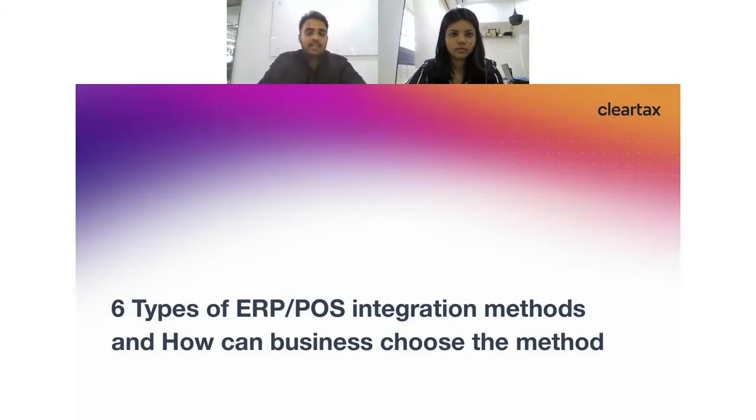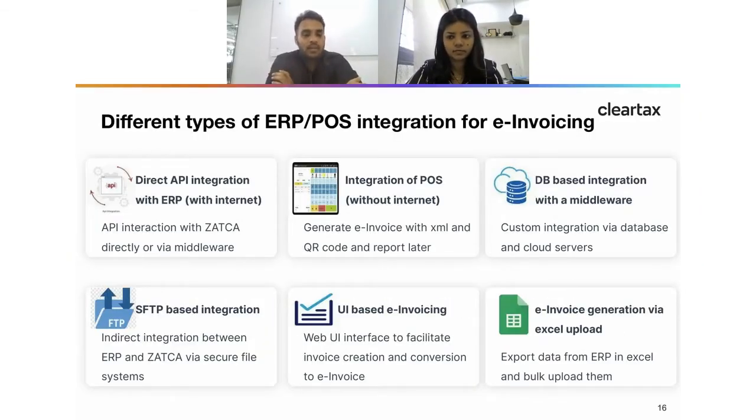These are the six different methods that are possible for an ERP or a point of sale system to integrate for e-invoicing. Like, there is a direct API integration method. You can always go via an e-invoice solution provider, middleware, and these are some of the methods with which you can connect to your middleware and then transmit the data to it.